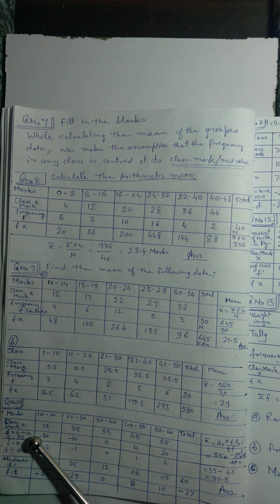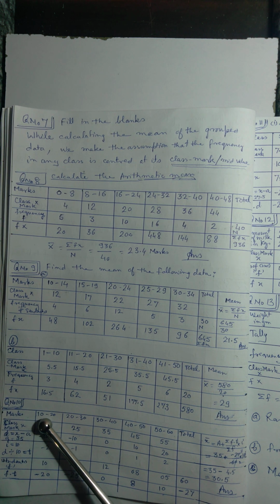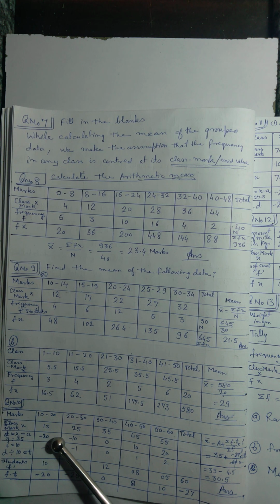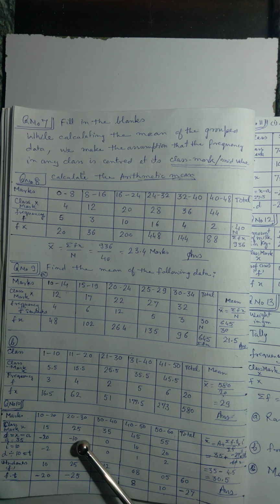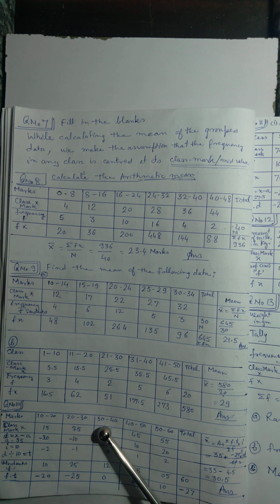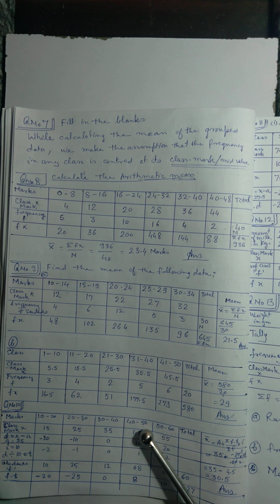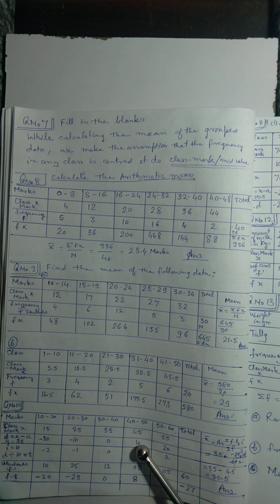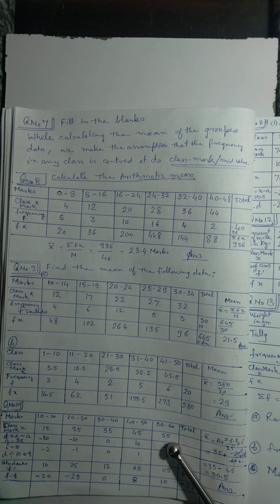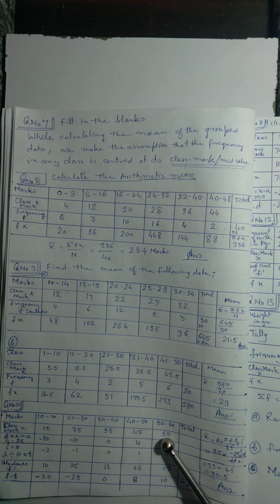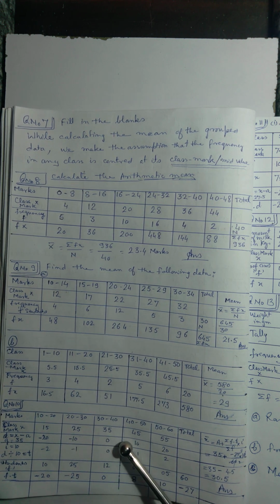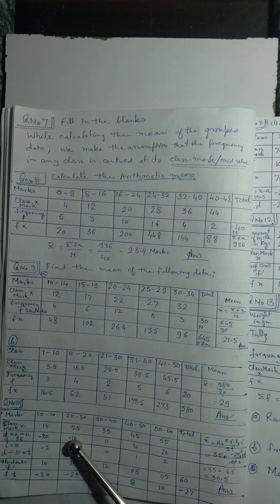Now come to the class mark. How to find the class mark? 10 plus 20 divided by 2, that is 15. 20 plus 30 divided by 2, that is 25. 30 plus 40 divided by 2, that is 35. 40 plus 50 divided by 2, that is 45. 50 plus 60 divided by 2, that is 55. In this way you can find out the class mark.